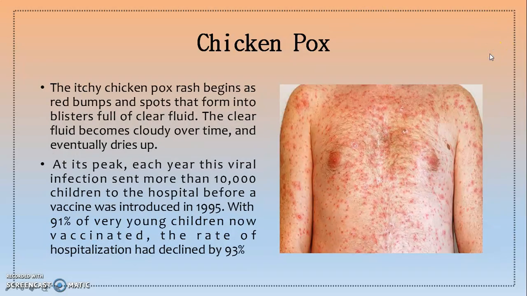The second one is chickenpox. The chickenpox is an itchy rash. It begins as red bumps and spots that form into blisters full of clear fluid. The clear fluid becomes cloudy over time and eventually dries up. This leaves scabs that form and then fall away. It usually begins on your torso and face before spreading to arms, legs, and scalp. This is true of children especially. Adults may not get a rash, or it may develop in a different way.